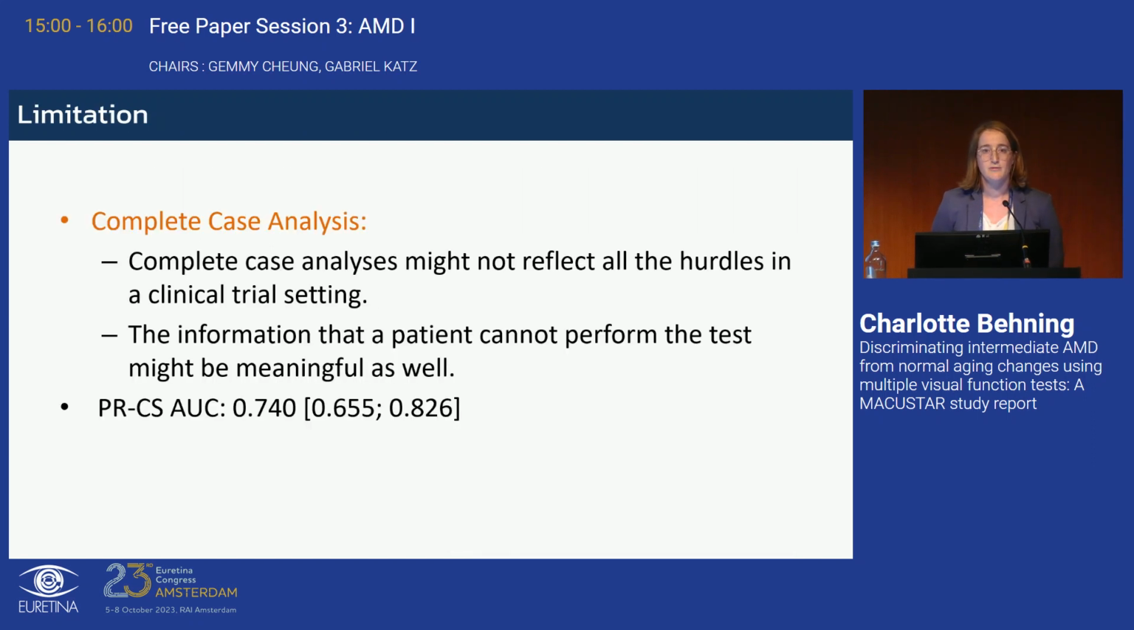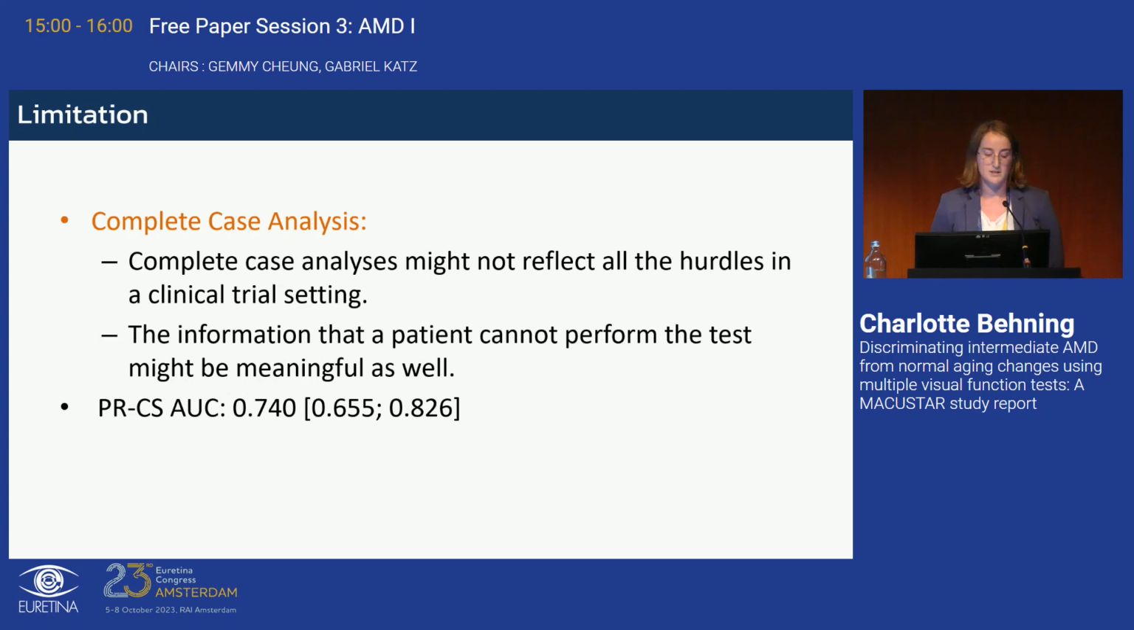We could now say that we found the best combination ever to discriminate the no AMD from the intermediate AMD, but of course we did a complete case cohort analysis here, which might not reflect all the hurdles that we have in clinical trial settings, especially as the scotopic microperimetry and the dark adaptation require dark adaptation. We have more missing data in these cases, so most of the reduction of the original sample size comes from these tests. And the information that a patient cannot perform the test might be meaningful in these scenarios as well.